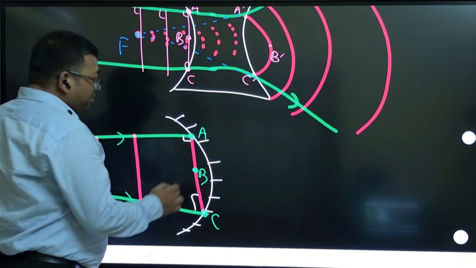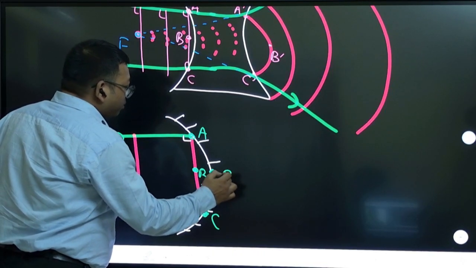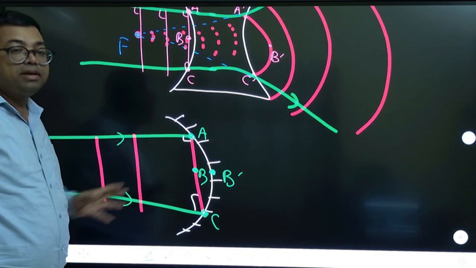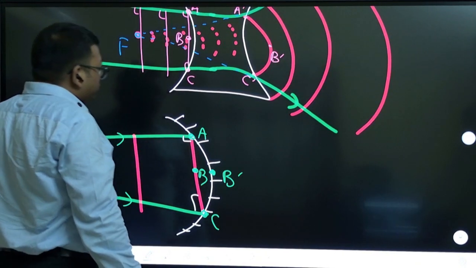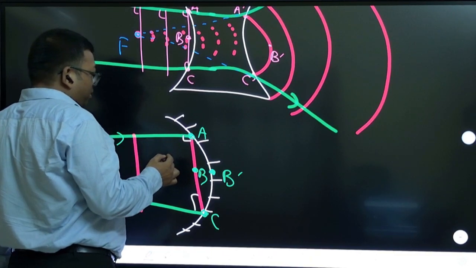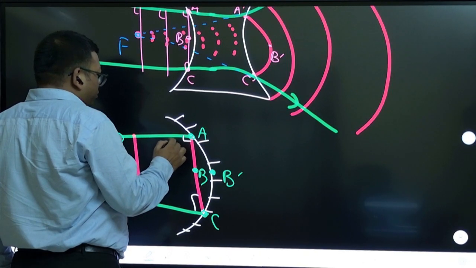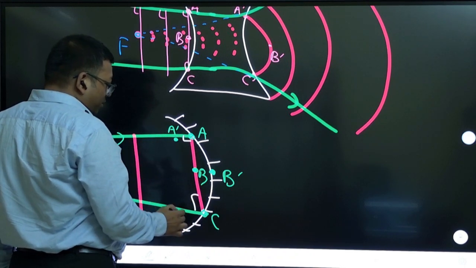So it will take some time to reach from B to B dash, let us say. By the time the wave reaches from B to B dash, reflection from A and C will already have happened. So if reflection has already happened, that means this point will move ahead somewhere. We don't know, but it will move somewhere here, ahead. And from C also it will move ahead.